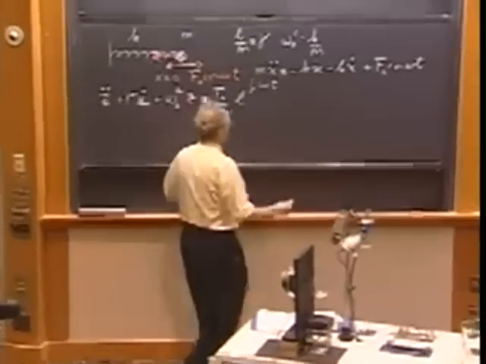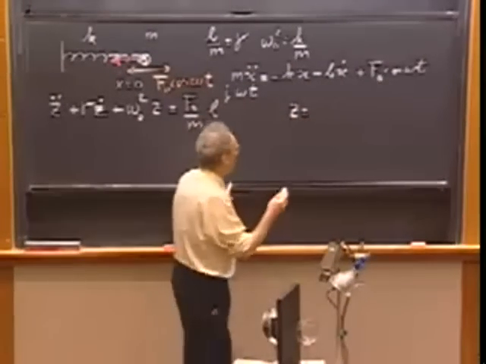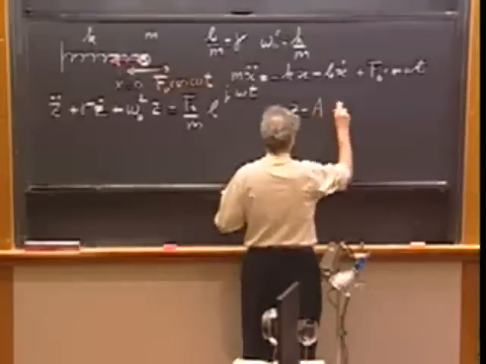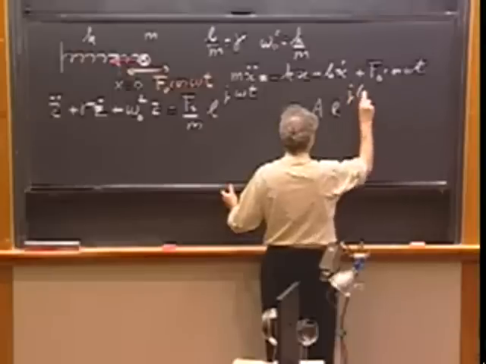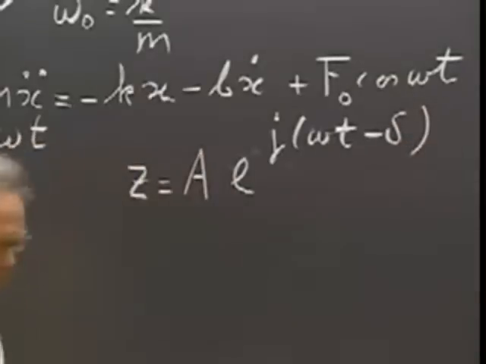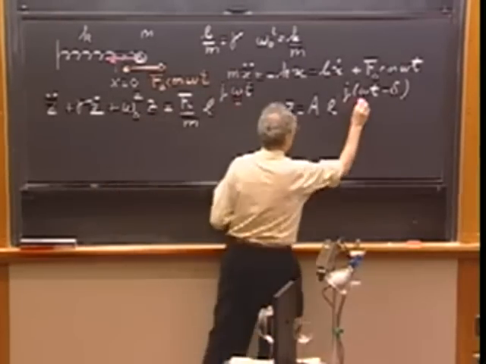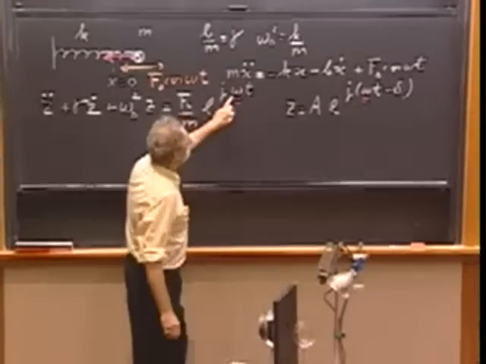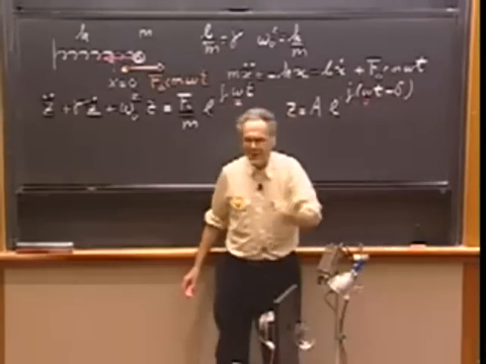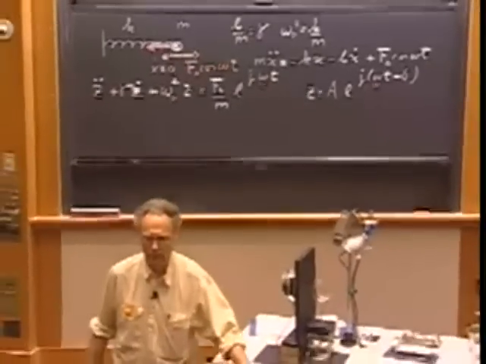My trial function for z, which is a complex notation, is some amplitude A times e to the power j omega t minus delta. Now, crucial is that you understand why this omega and this omega are the same. This is the omega of my driving the system, that is my will that I impose on that system.